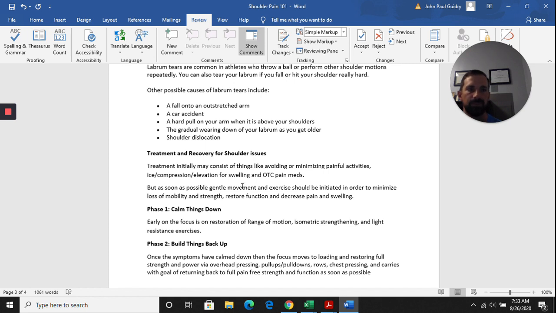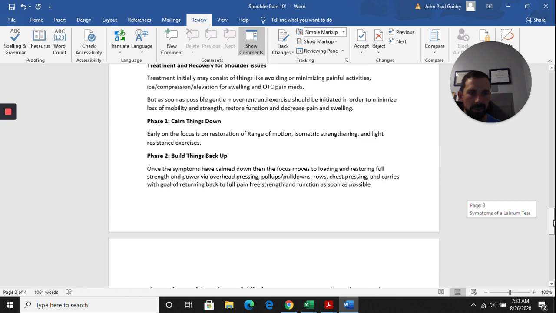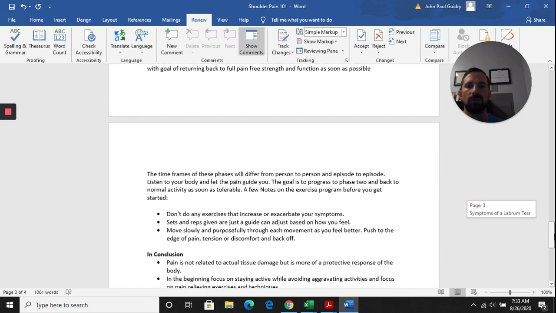And again, that's the goal with any painful issue we deal with. The time frames of these things are obviously going to differ from person to person, episode to episode. The degree of injury, the nature of the injury and issue are going to dictate that. So we let the pain guide us as we go through that. The goal is to progress to phase two as soon as tolerable, and back to normal activity.